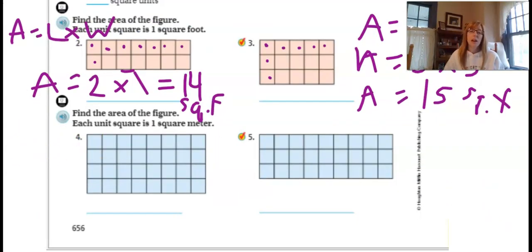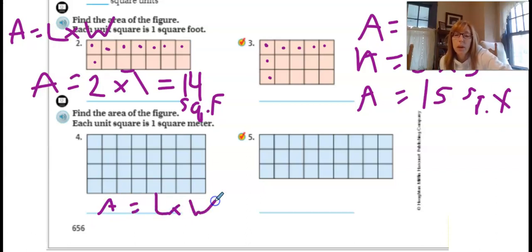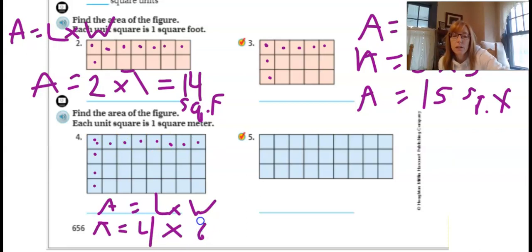It says find the area of the figure. Each unit is 1 square meter. So we know area equals length times width. And we have 4. So area equals 4 times 1, 2, 3, 4, 5, 6, 7, 8. So hopefully you know your multiplication. What is 4 times 8? You are correct, 32.